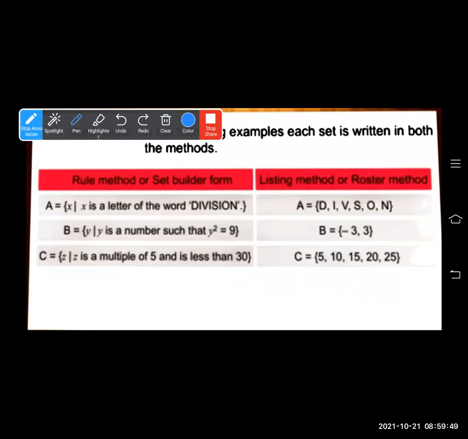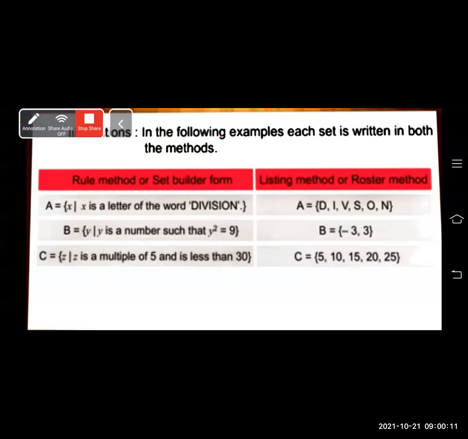Then y is a number such that y square is equal to 9. It can be written in the form of -3, 3. Then z is a multiple of 5 less than 30. The table of 5 till 5: 5 1s are 5, 5 2s are 10, 5 3s are 15, 5 4s are 20, 5 5s are 25. Less than 30 means 30 should not be included.